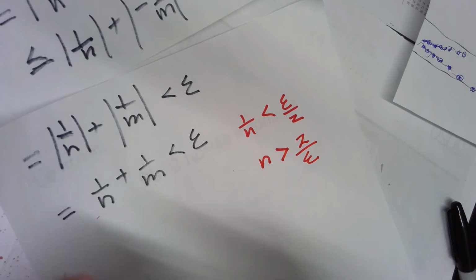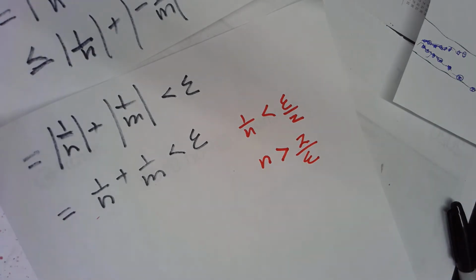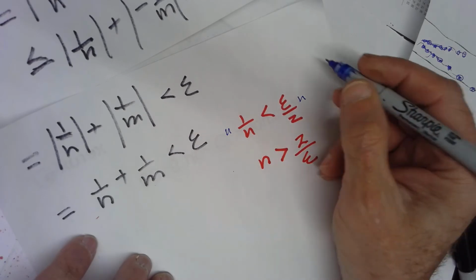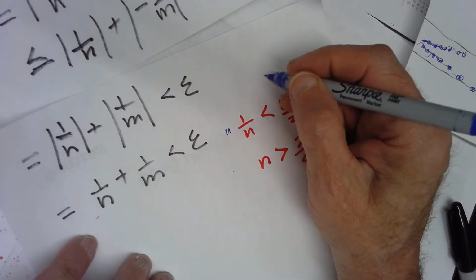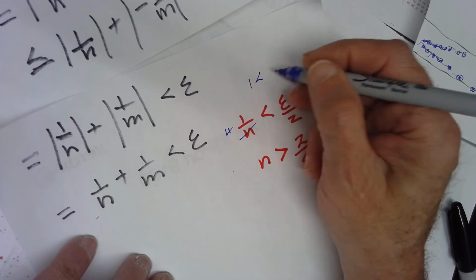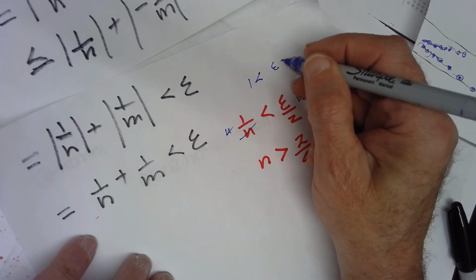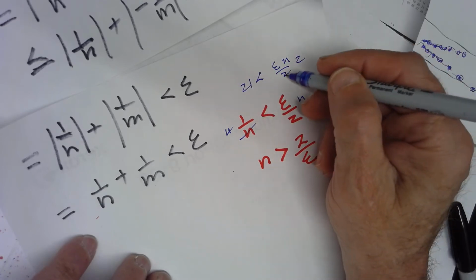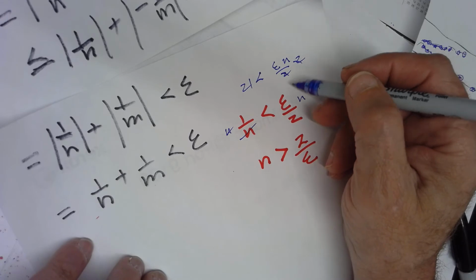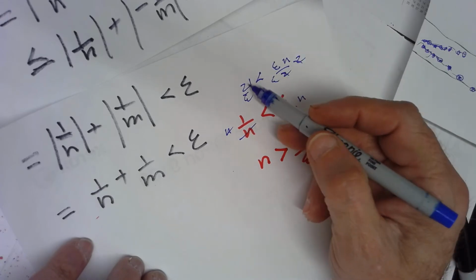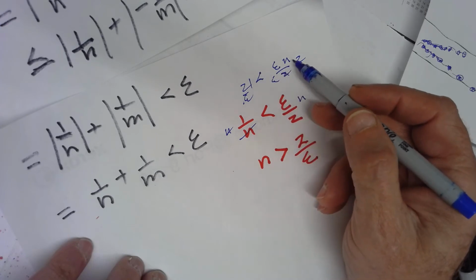Well, why does that work? Because if we multiplied n to both sides, the n's would cancel, and we get 1 is less than epsilon times n over 2, and then multiply 2 to both sides, and so the 2's cancel, and then divide by epsilon, and that's how we get 2 over epsilon is less than n.